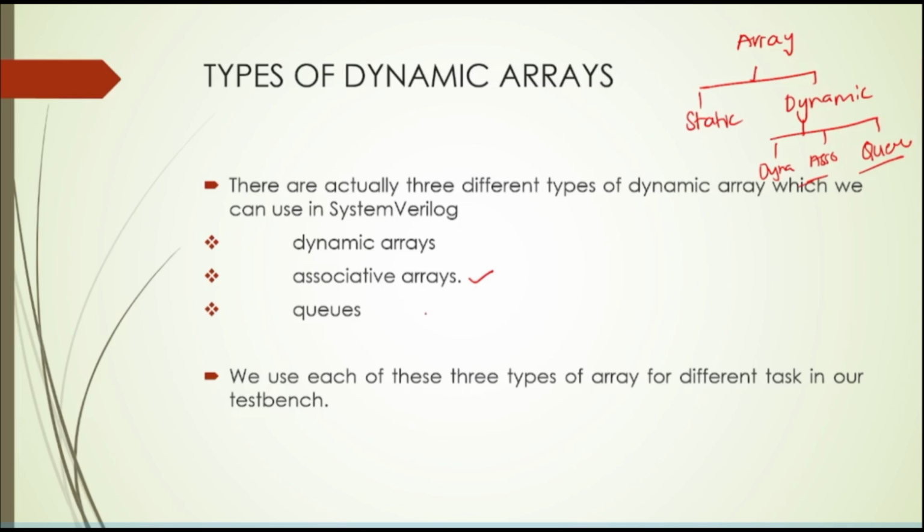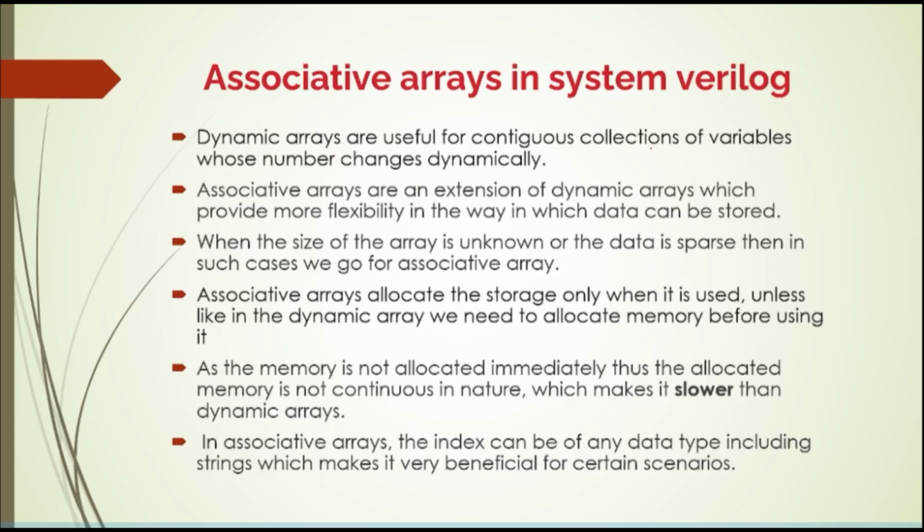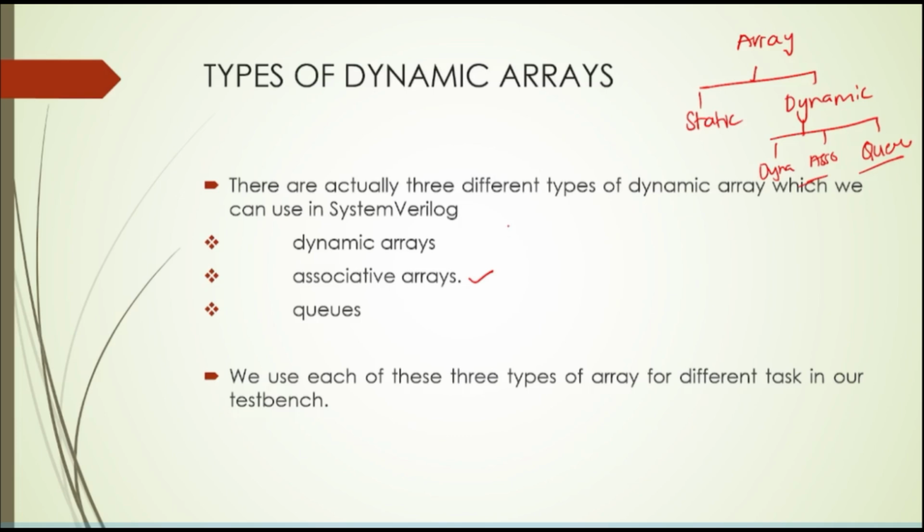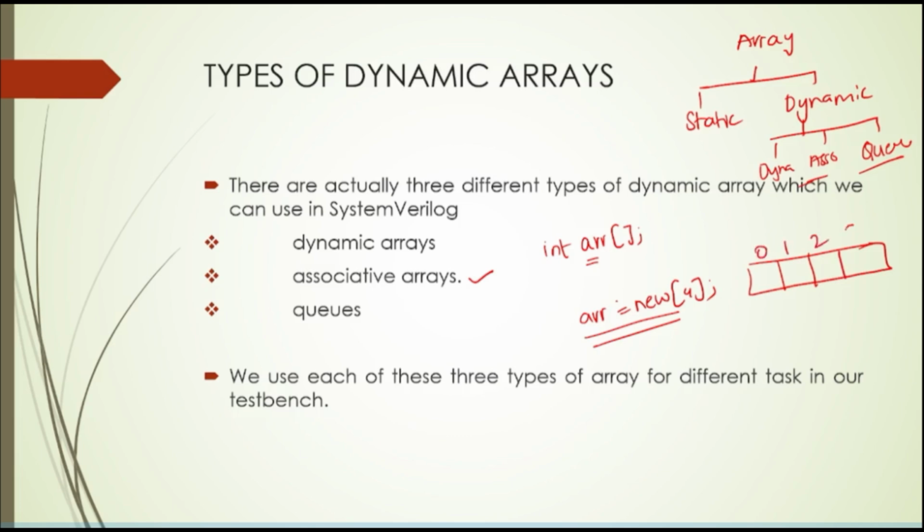So what is the need for associative arrays even though we have dynamic arrays? Dynamic arrays are used for a continuous collection of variables whose number changes dynamically. That means when we declare a dynamic array, how are we going to declare it? For example, int array of something, and then we declare this array equal to new of 4. Now if we have declared it this way, all four elements are allocated, that is 0, 1, 2, 3. That means four memory locations are continuously allocated, because when you assign the values, you assign 0, 1, 2, 3. All the elements are continuously allocated. This is the thing in dynamic arrays.